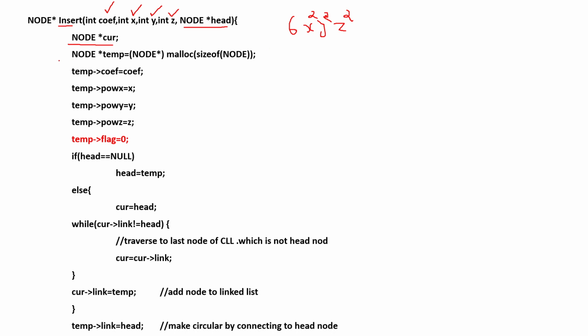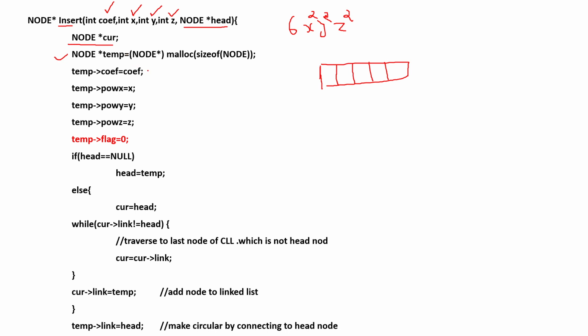So I have to create the first node. The node is created; malloc or calloc I can use. So this is the first node of the linked list. One empty node is created having coefficient and exponent members: exponent for x, y, z, and one more is a flag field.